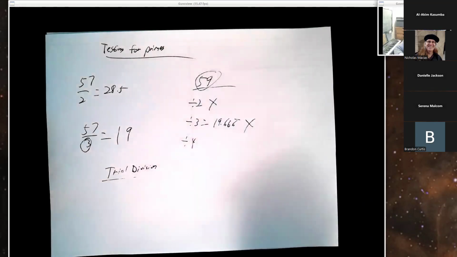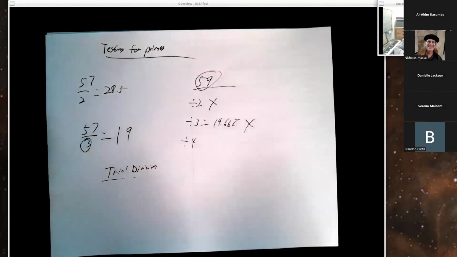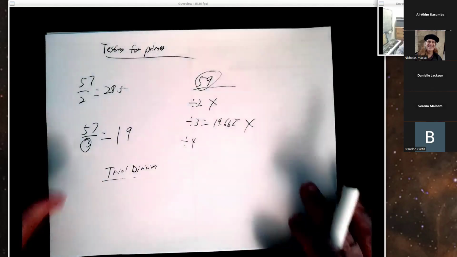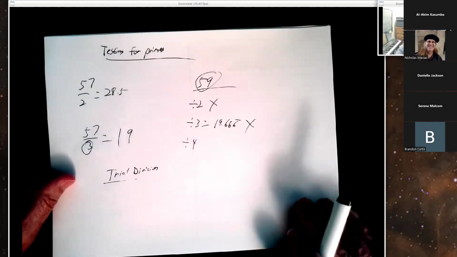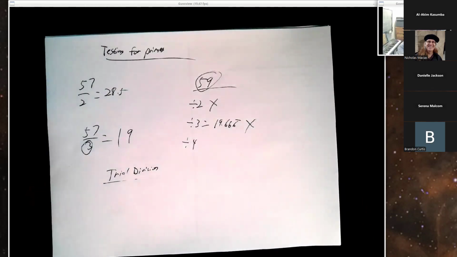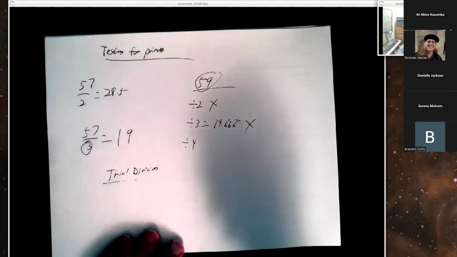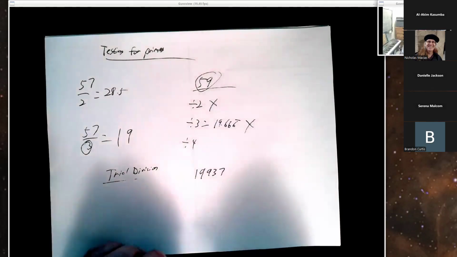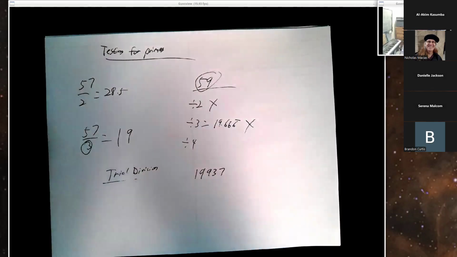So trial division is just try dividing. Divide by 2, divide by 3, divide by 4, and so on. If you don't find a factor, then it's prime. If you find a factor, you know right away it's not prime. So how many numbers do I have to try dividing by? Suppose I'm working with a number 19,937 and I want to know if it's prime or not.